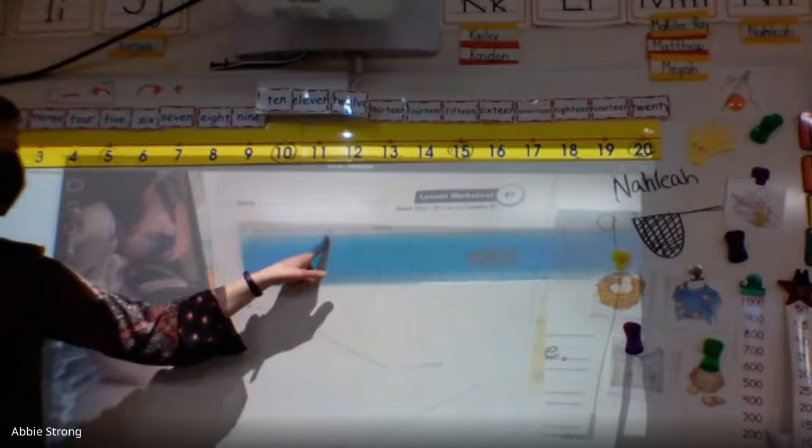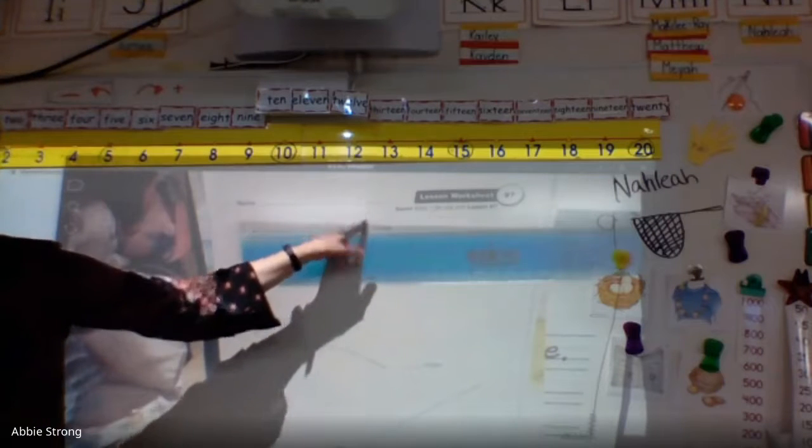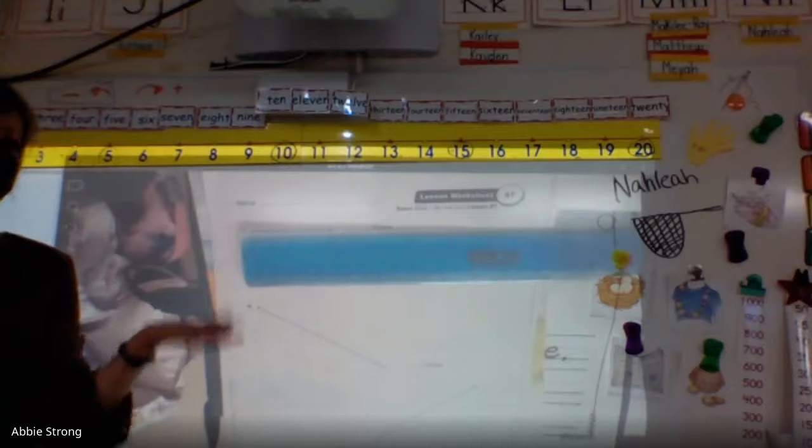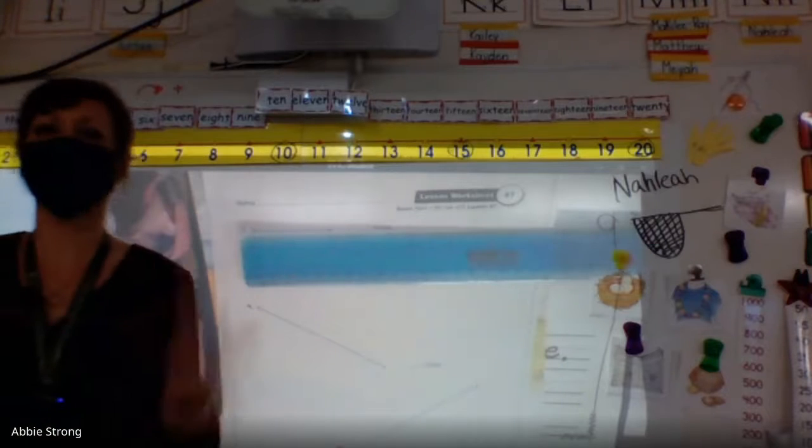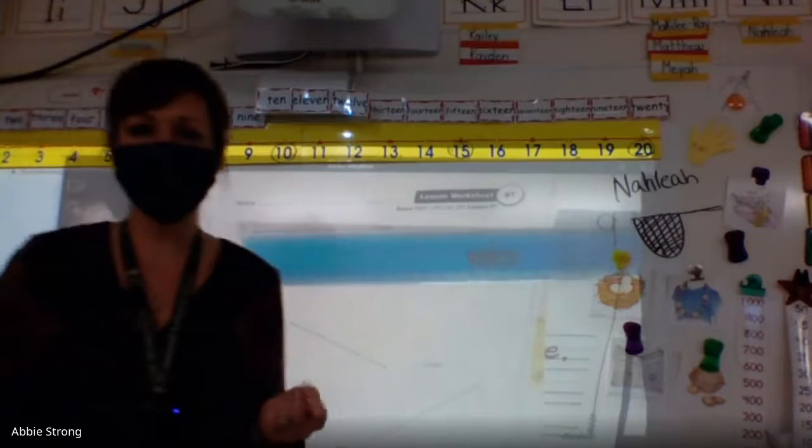What number is underneath this endpoint? Matthew? 2. On your line, I want you to write a 2. And we don't say it's 2. We say 2 inches. So say that with me. 2 inches.